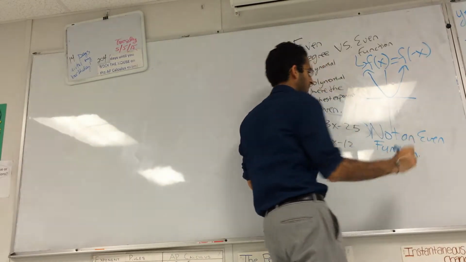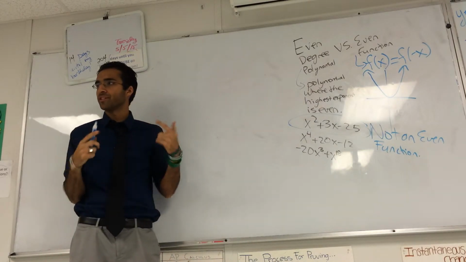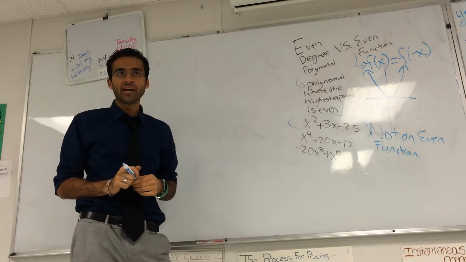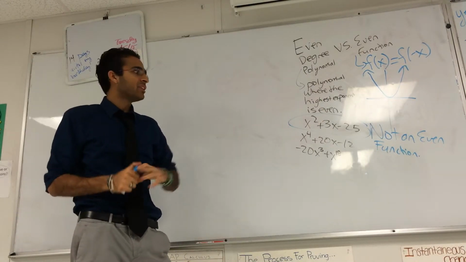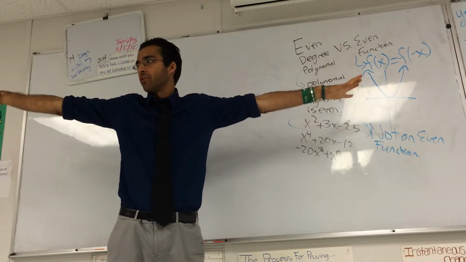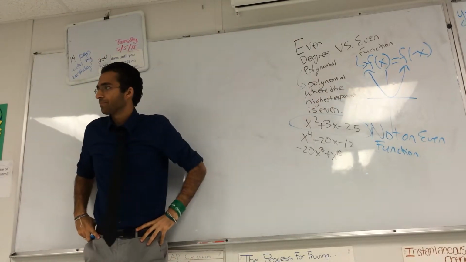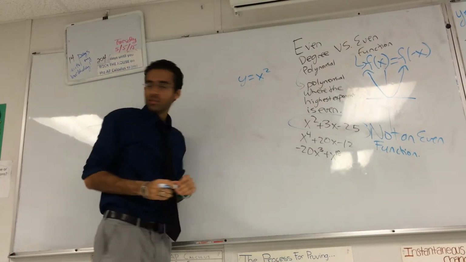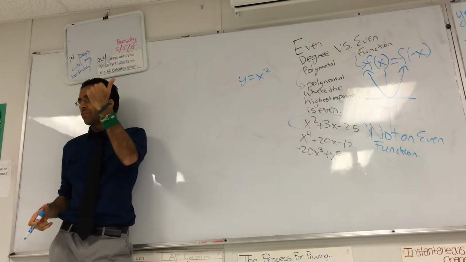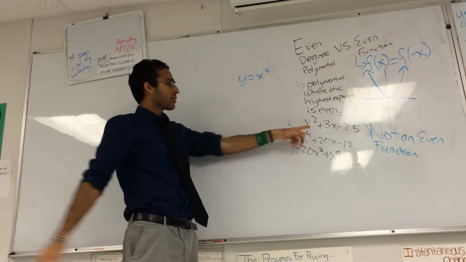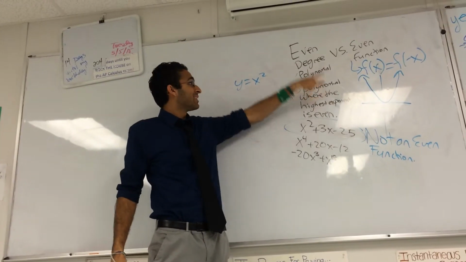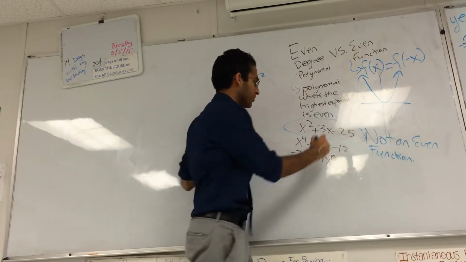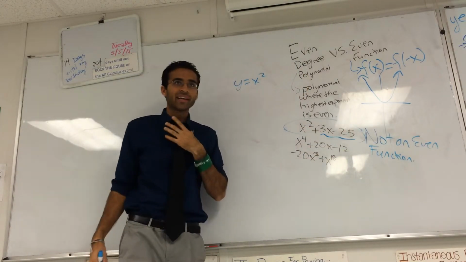And I think in your notes from a couple units ago, we proved this to be true. We plugged in f of x, we said it's not equal to f of negative x, therefore this is not even. Even degree and even function are two different things. It could be both, like if I said y equals x squared, that is both even degree and even function. If I said y equals x squared plus 3x minus 25, that is, yes, even degree, the highest exponent is even, but not an even function. You have all this other stuff here that's going to cause problems, and you will not get that reflection that you want.